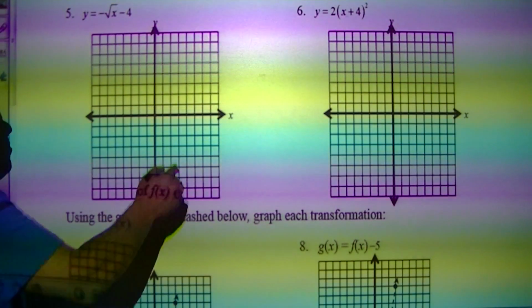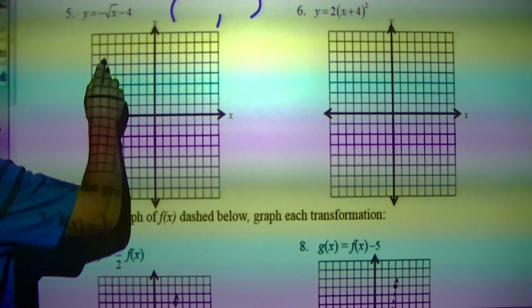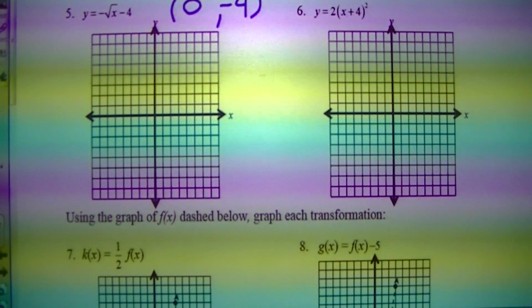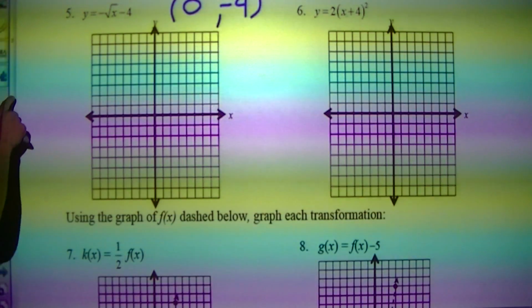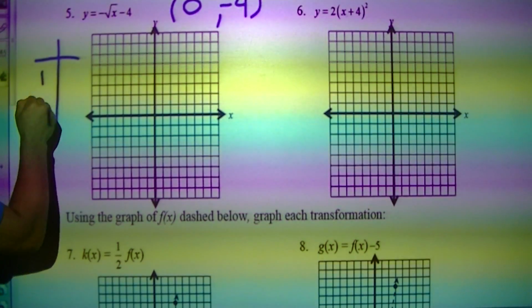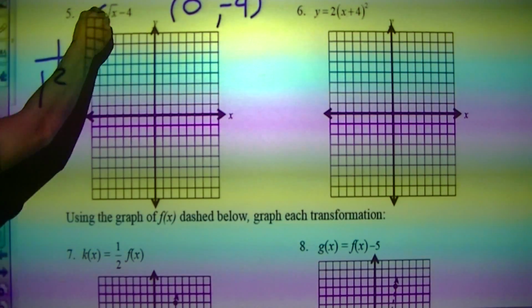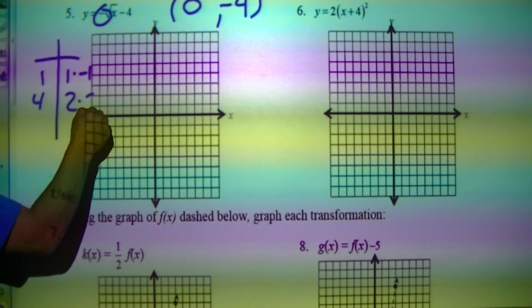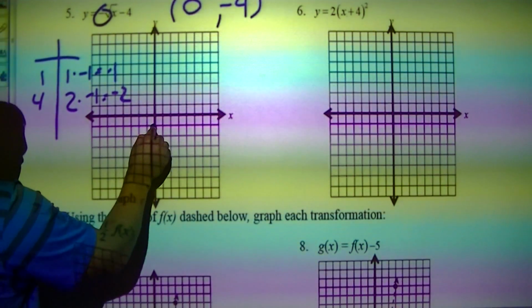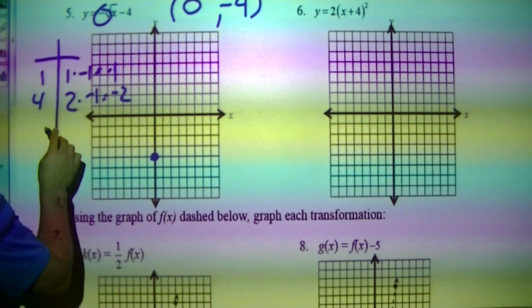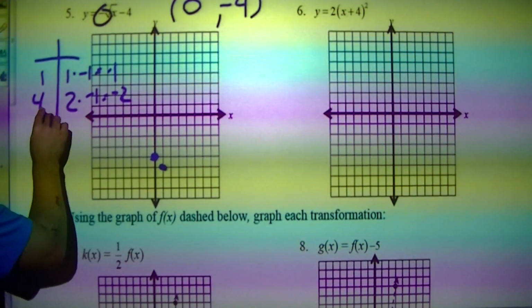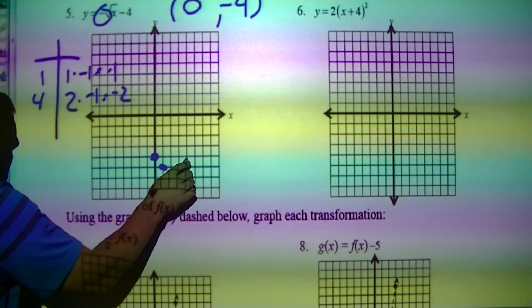Anchor point for this one. Nothing's on the inside. That -4 is considered the outside. So what I want to do here is 1, 4, 1, and 2. Now, since that's a negative, I'm going to multiply this by -1. So I got -1, -2. So 0, 1, 2, 3, 4 down. 1 right, the negative means go down. So 1 right, 1 down. 4 right, 1, 2, 3, 4, 2 down.